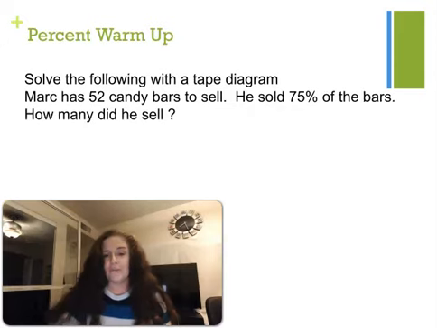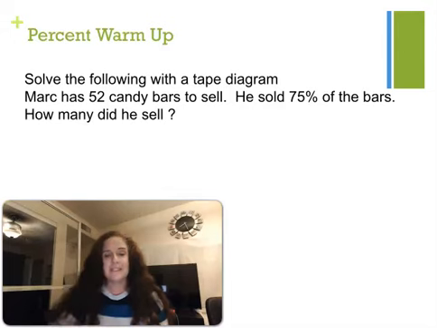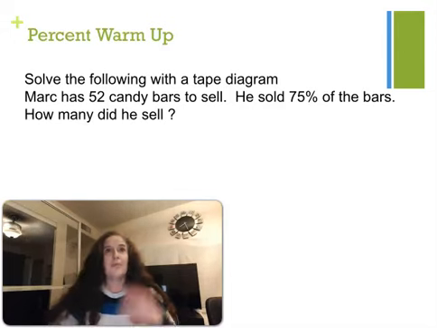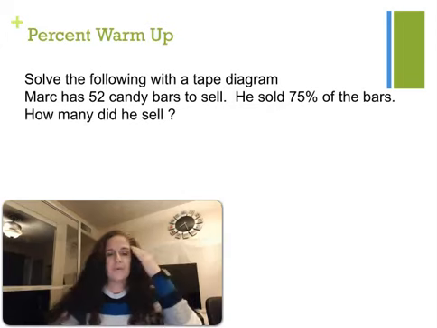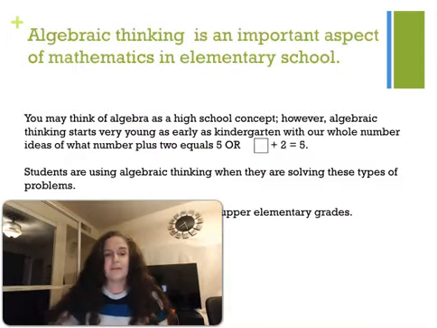Mark has 52 candy bars to sell. He sold 75% of the bars. How many did he sell? A lot of you do procedural, but prior to that, or maybe even alternatively to that, we want to draw a picture. We can get answers to fairly complicated math problems through tape diagrams.